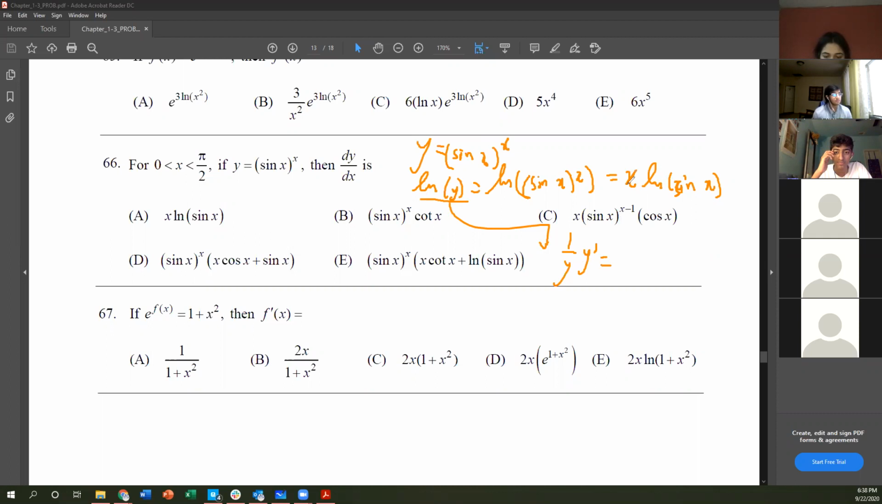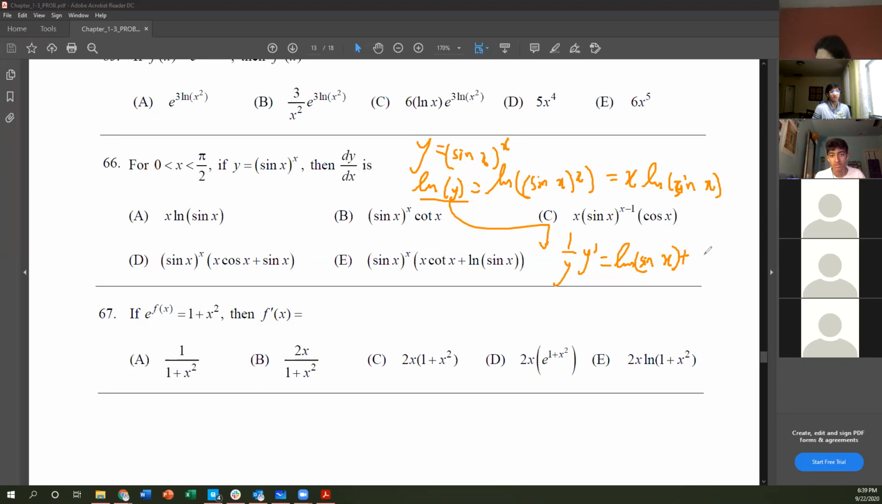Hold on 1 second. Let me write this down. So this would be the derivative of the first function times the second function, right? Second function is natural log of sine of x. Plus, would the second function be natural log of sine of x, or would it be just sine of x? Yeah, it's natural log of sine of x. Okay. So it's natural log of sine of x plus, what's the derivative of the second function?